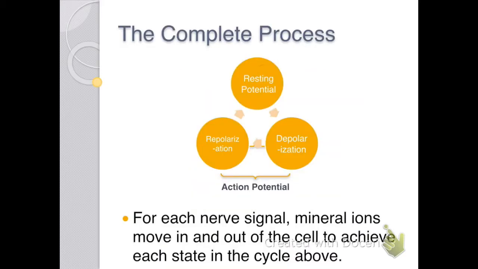Okay, so every time a nerve fires, basically what we're doing is going from resting potential to what's called depolarization, where the signal is actually being fired, to repolarization, and back to resting potential. So we've got this cycle going on. This portion here can also be known as the action potential, the portion of the process where the nerve is actually firing. And for every nerve signal, mineral ions are going to move in and out of the cell to achieve each state that we discussed here: resting potential, depolarization, and repolarization.